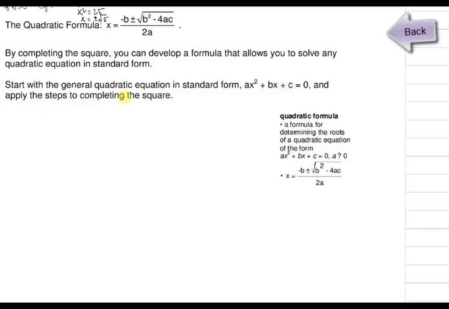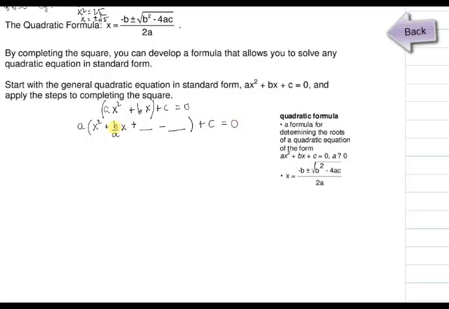Okay, so let's start. ax squared plus bx plus c equals 0. First off, you want to group your first two terms, and you want to factor the a out. So when you do that, you will get a, and then x squared plus b over a x, and then we're going to complete the square after this. So I'm going to go plus space, minus space, and then plus c equals 0.